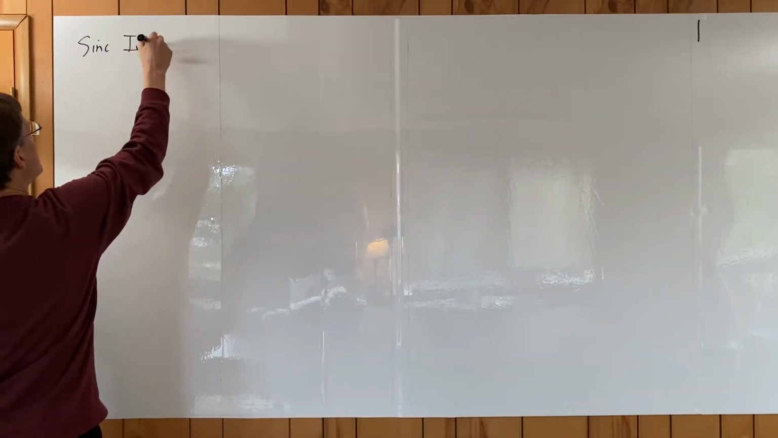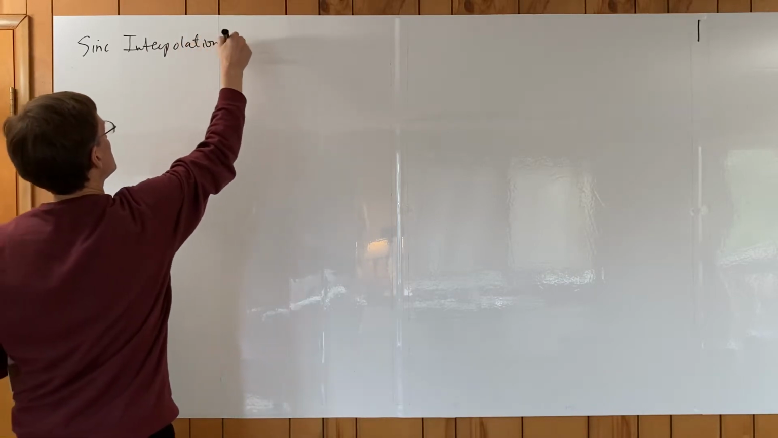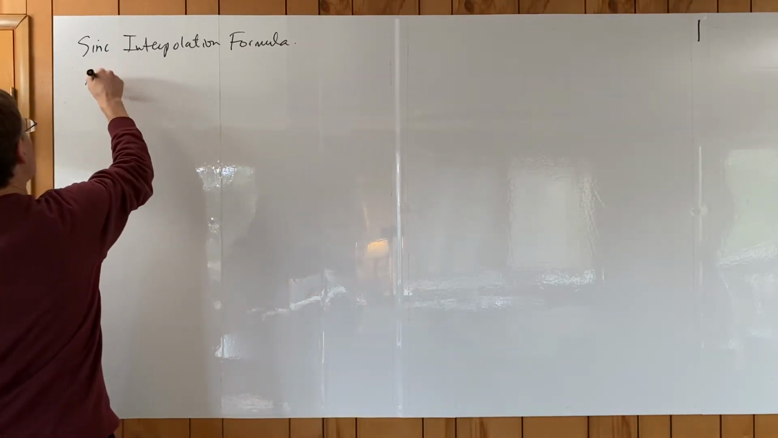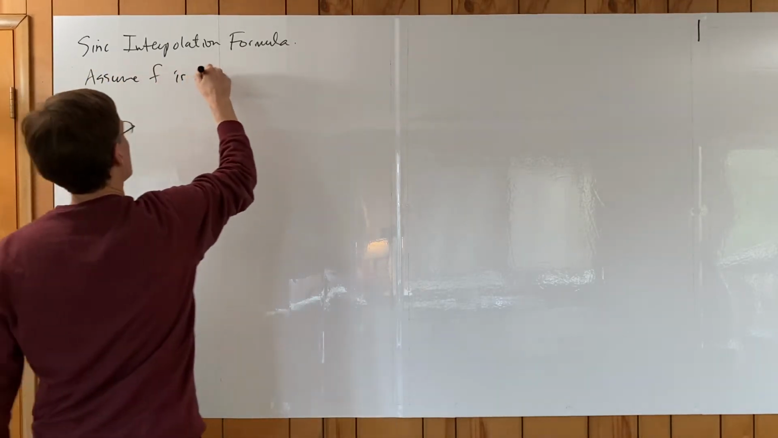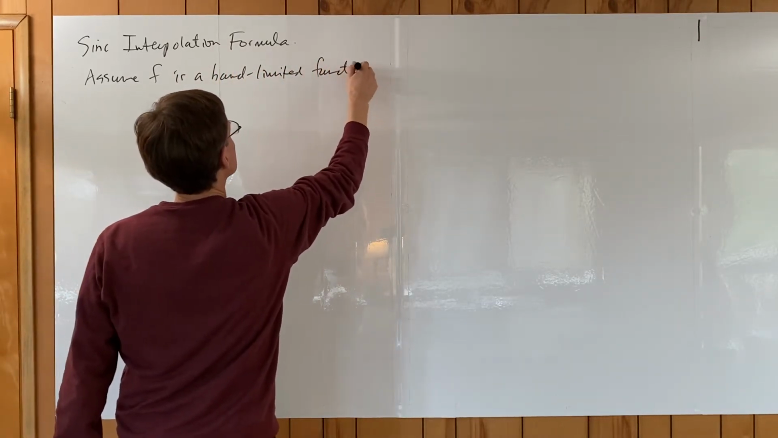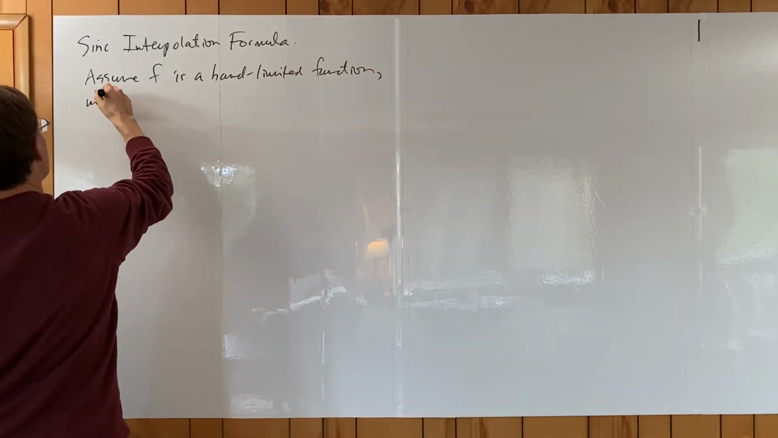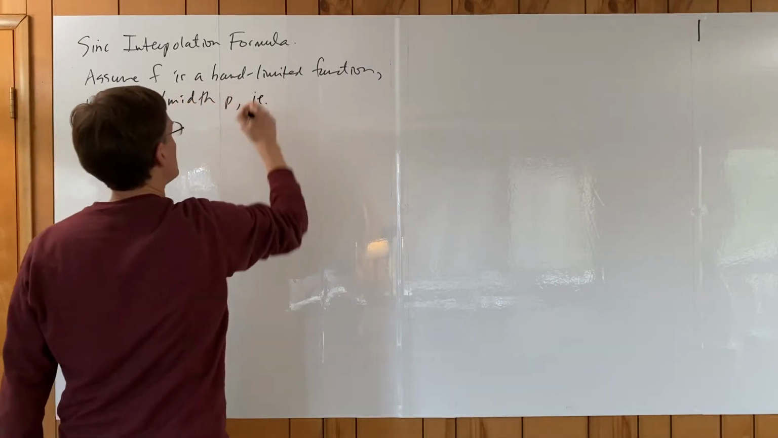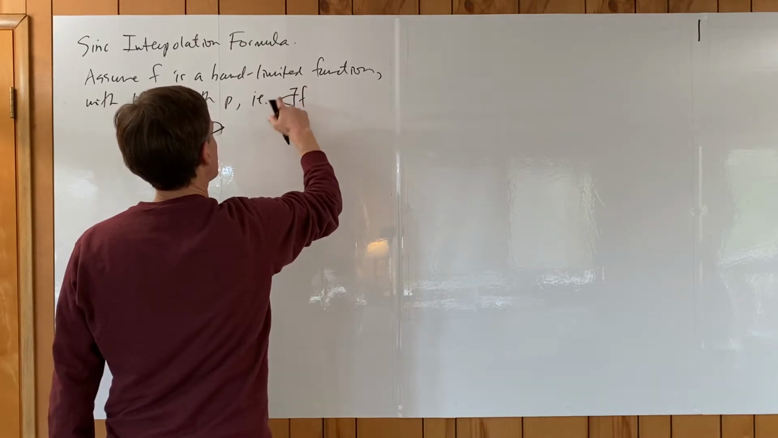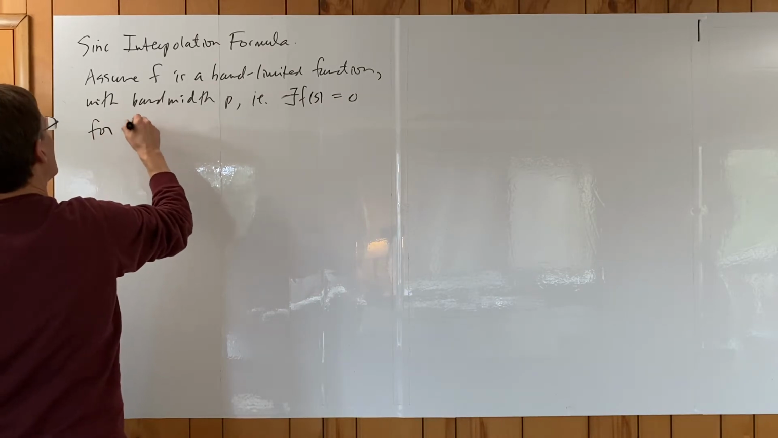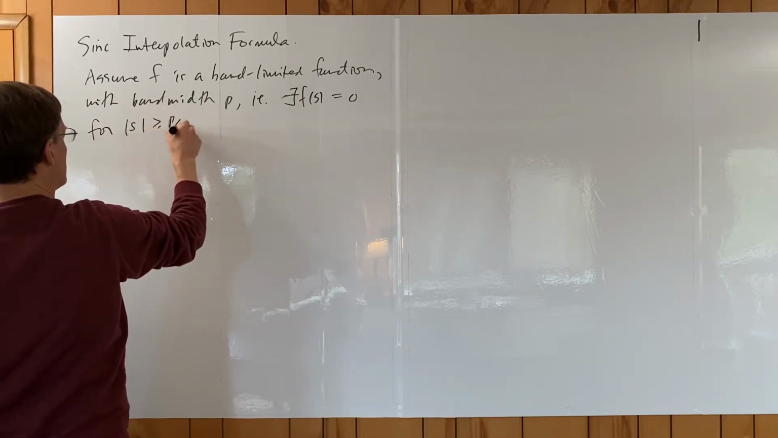Alright, next I want to talk about the Sinc Interpolation formula. So for this, we assume that f is a band-limited function, i.e. with bandwidth p, which means, of course, that the Fourier transform of f of s is equal to 0 for absolute value of s greater than or equal to p over 2.